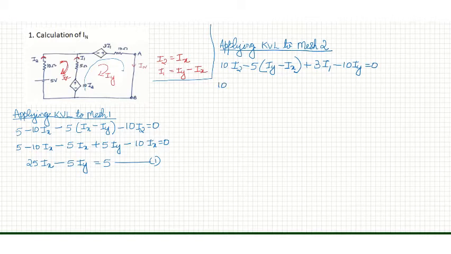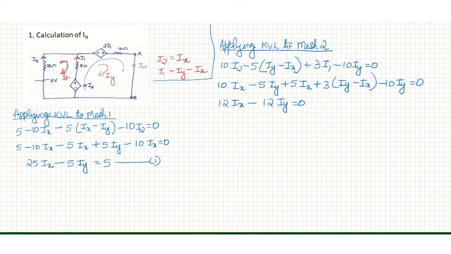10 into I2, which is IX, minus 5IY plus 5IX plus 3I1, which is IY minus IX, minus 10IY equals 0. Now separate the terms of IX and IY. So the equation we will get is 12IX minus 12IY is equal to 0. Mark it as equation number 2.